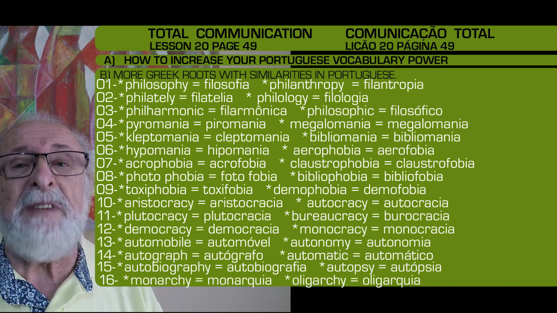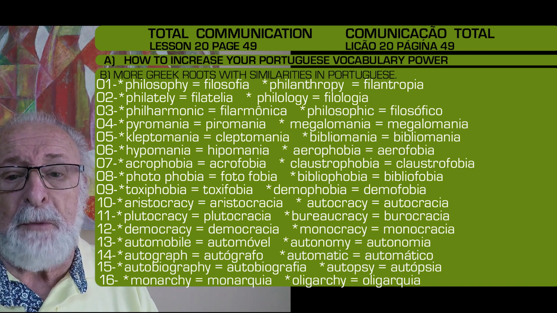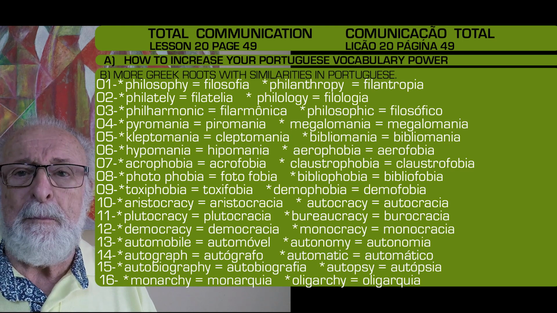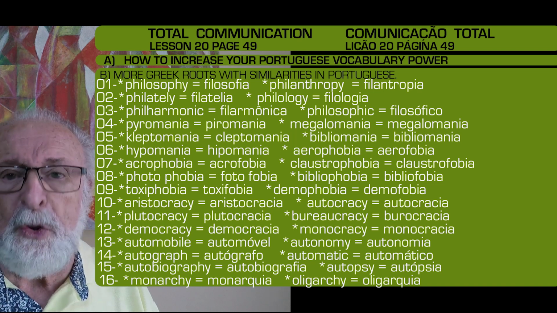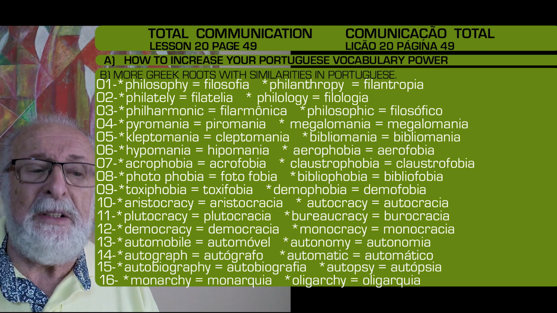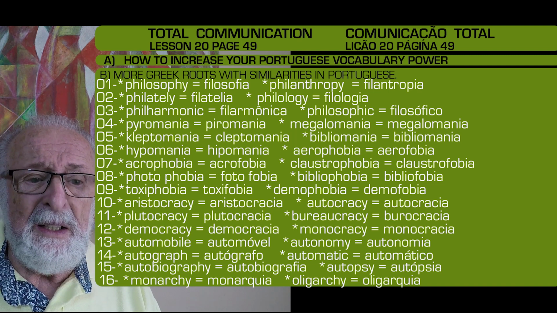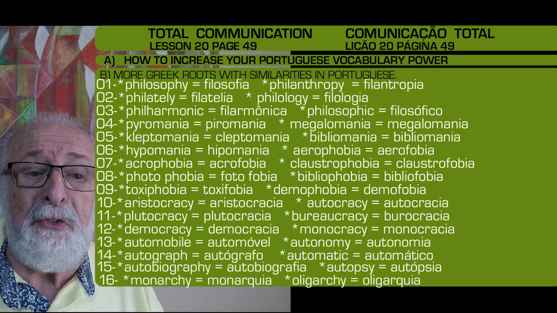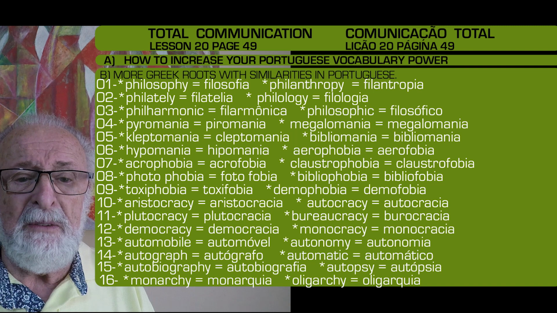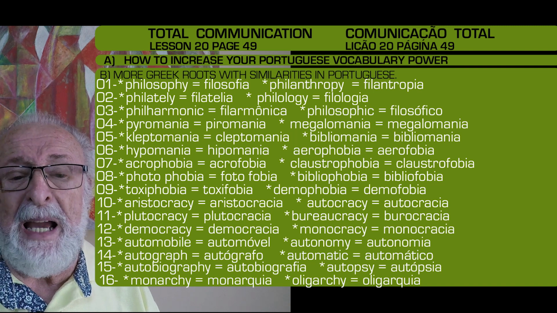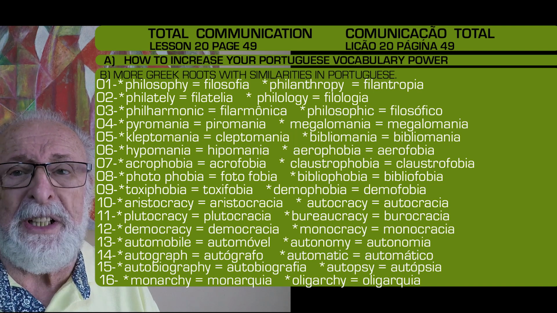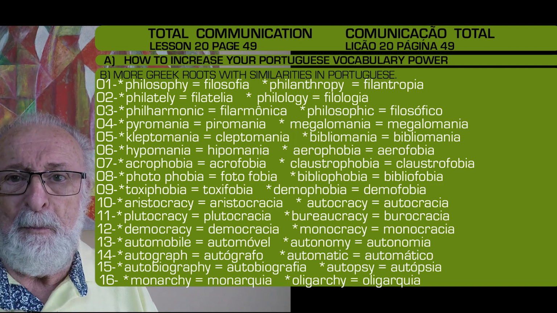Okay? In the same line, we have philanthropy. Philanthropy, we say filantropia in Portuguese. Okay? In line 2, philately. Philately, we say filatelia. Okay? In the same line, we have philology. Philology means filologia. Okay?